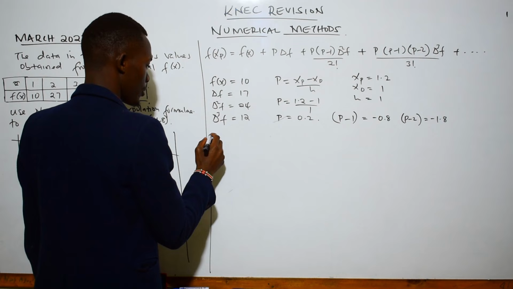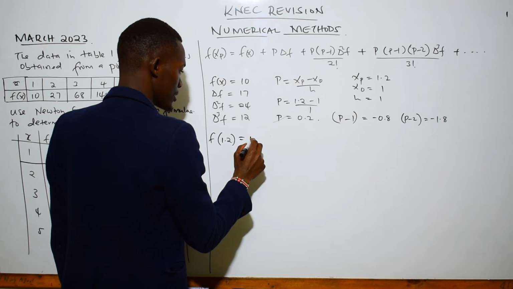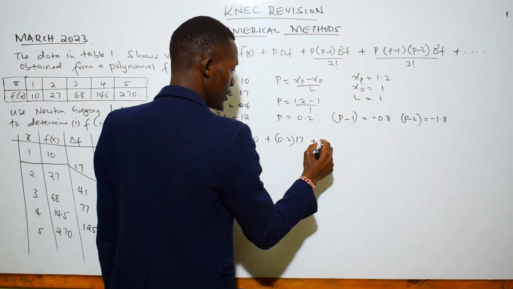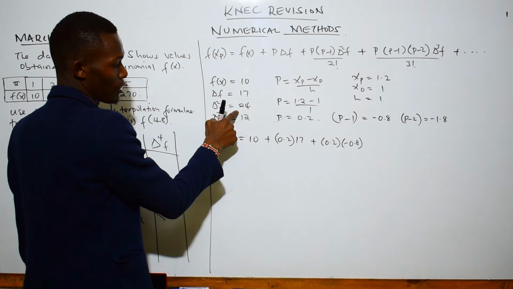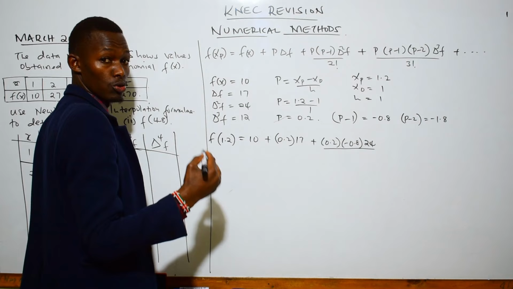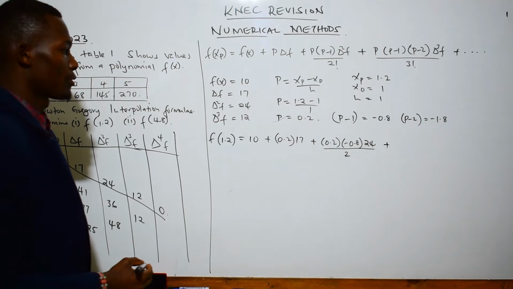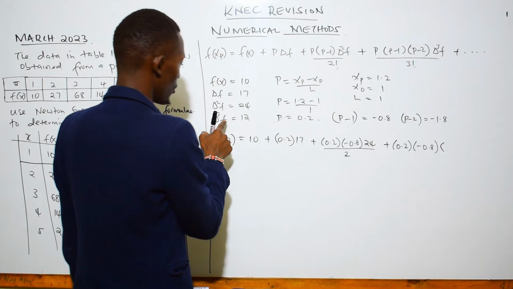So now we are finding f(x) where x is 1.2. Your f(x) is 10, then plus p, which is 0.2, times the first difference, 17. Then plus again your value of p, 0.2, times p minus 1, negative 0.8, times the second difference, 24, divided by 2 factorial, which is 2 times 1, so 2. This can simplify; you can cancel the 2, but first we expand. Then you have again 0.2, then negative 0.8, then the third difference, which is 12.